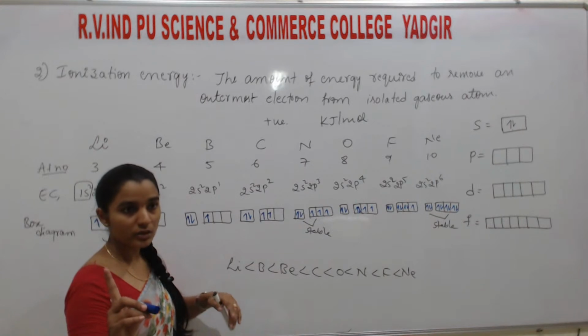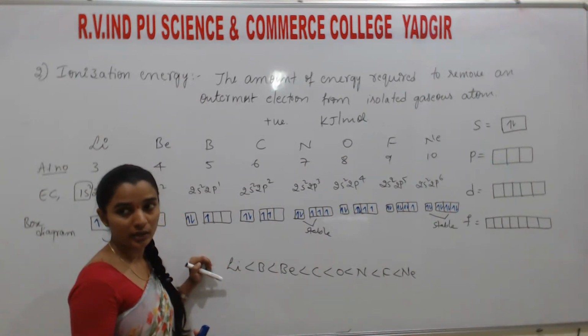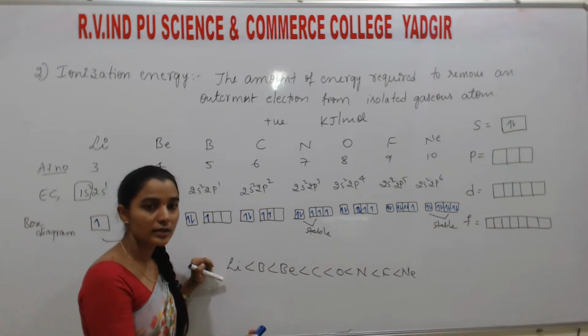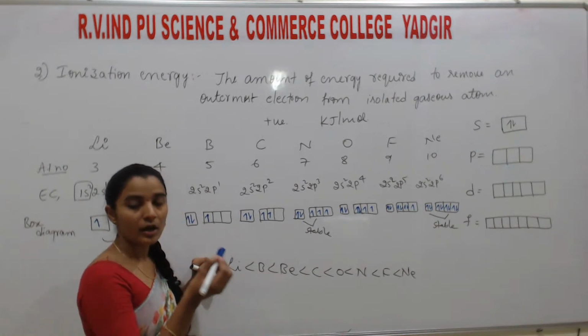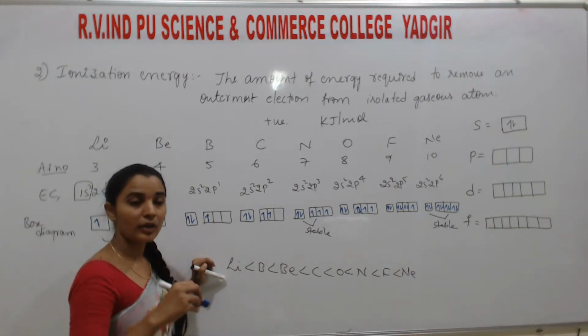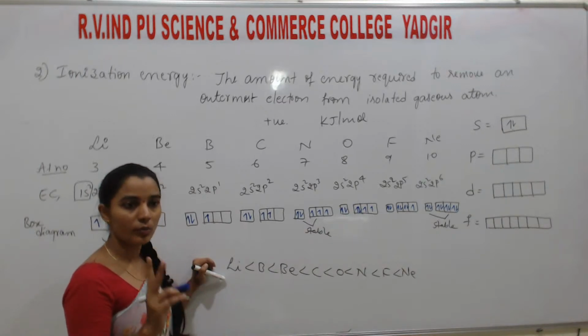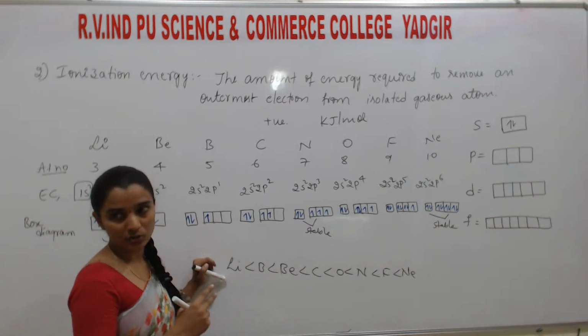The thing they will ask students: the first ionization energy of boron is less, beryllium is more. Why? Because boron has an unstable configuration while beryllium has a completely filled configuration, so it is stable. We require more energy to break the stability. If you write this much, you will get 2 marks. It is a 2 marks question.